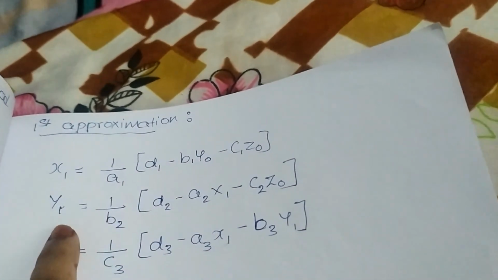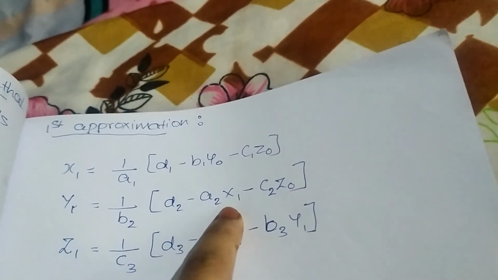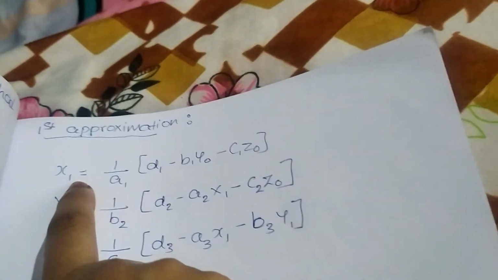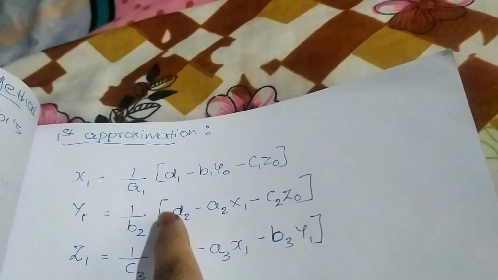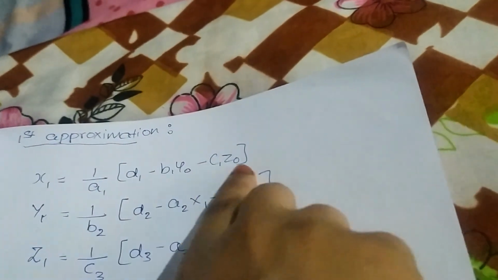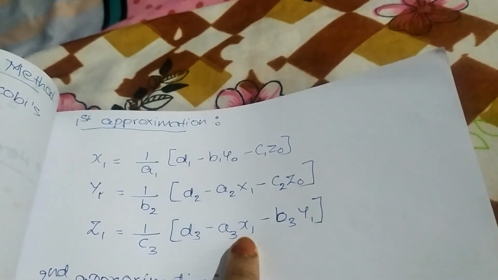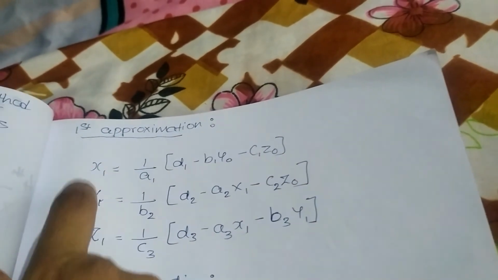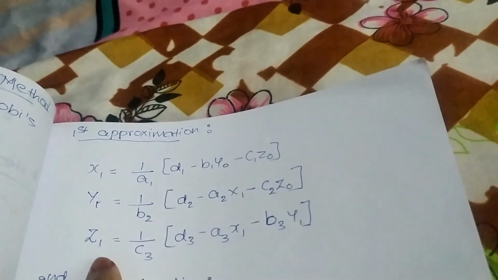Next, in y1 what we are doing is, we are not taking x as 0, but we are writing the value which we have got in x1. That x1 value is written here and solved, with z0 as 0. Similarly for z1, we are using the x1 and y1 values, the values which we got here, substituting them and getting z1.